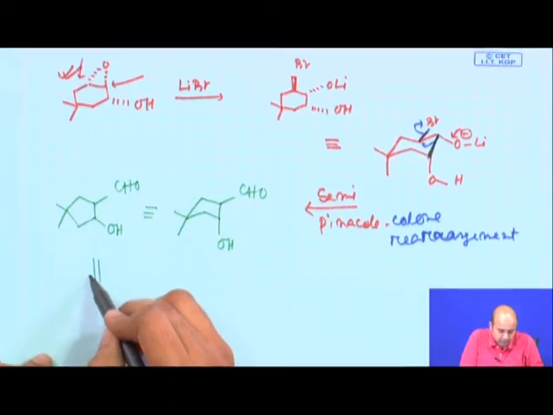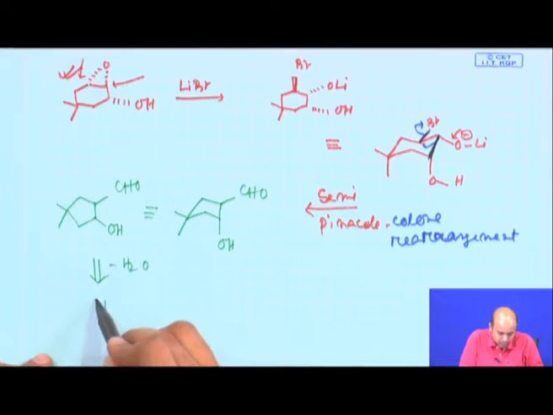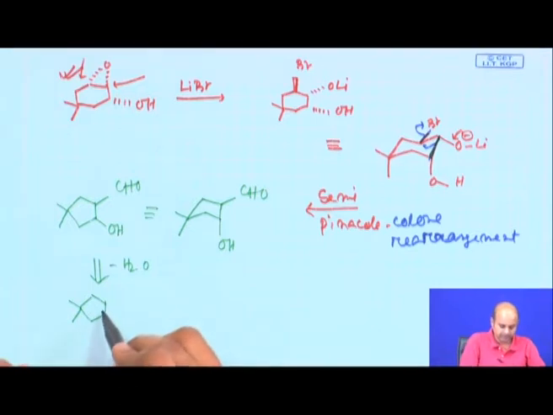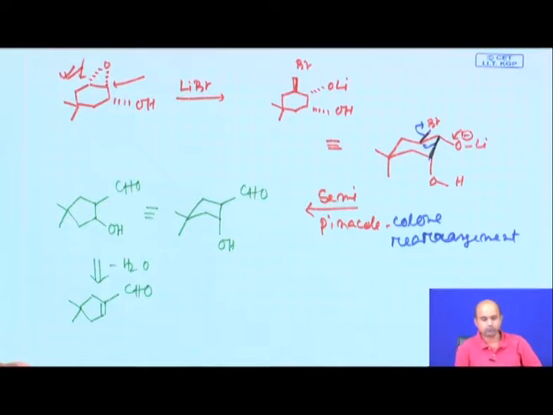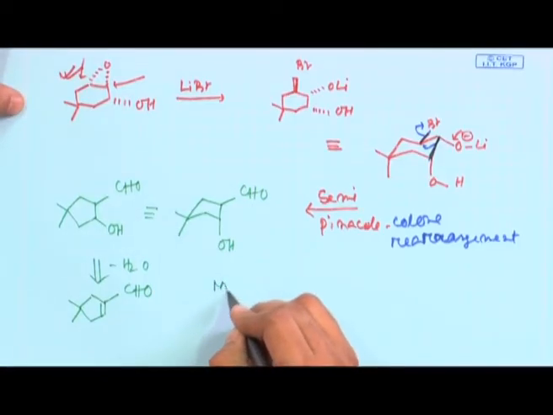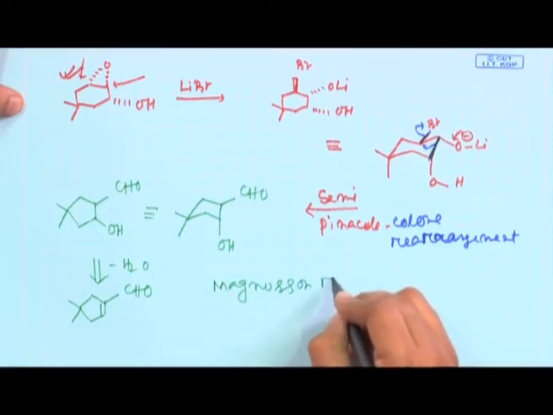Now, you can simply do a water elimination to close the entire reaction cycle, or rather you can do a series of reactions together to finally come up with this potentially useful target molecule, and this reaction is named as Magnusson ring contraction. Now, as I said, this is not a very popular reaction.